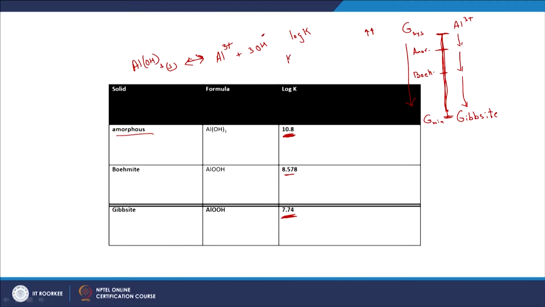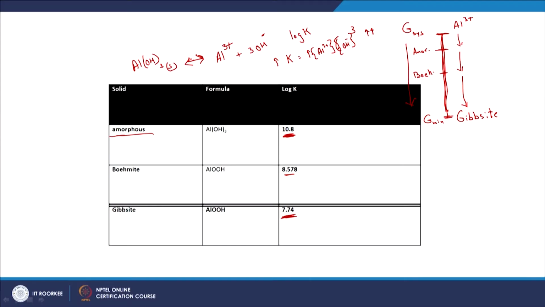So as you know, K is equal to the activity of Al3+ times the activity of OH minus cubed. So the greater the K, what does that mean? In effect, for a certain or fixed pH, it means the greater the concentration of Al3+, right. So from this again you can understand that the amorphous form is soluble, but the Boehmite form is relatively insoluble compared to amorphous.